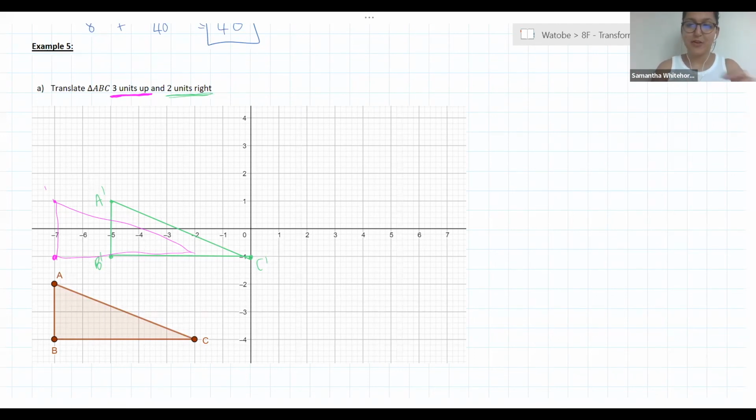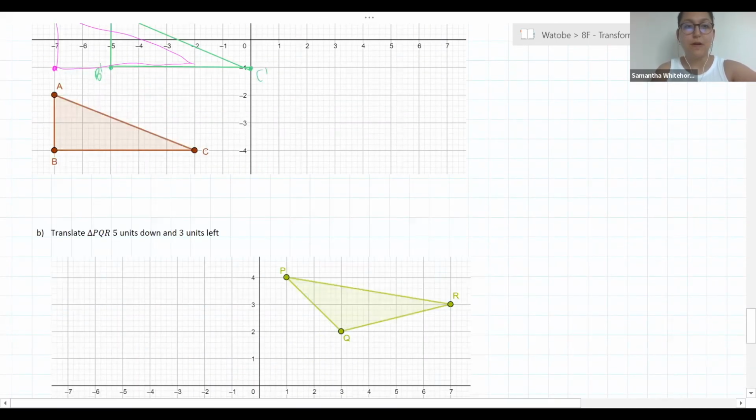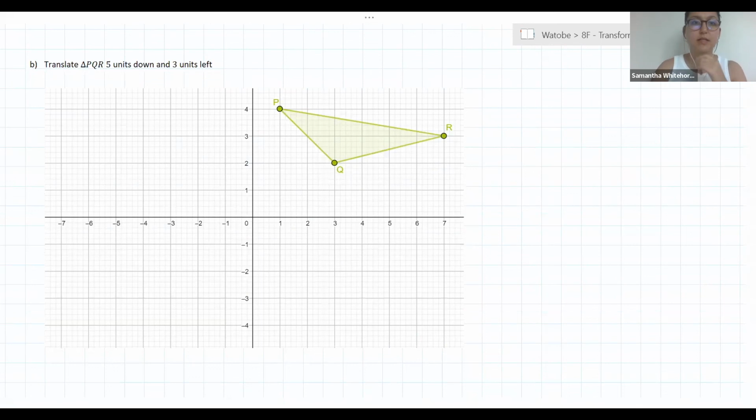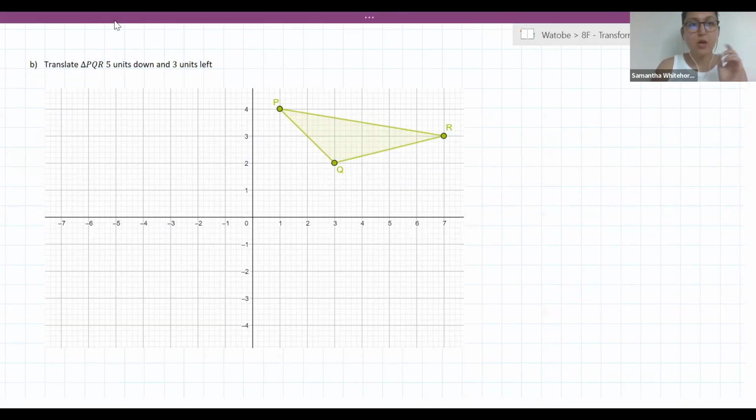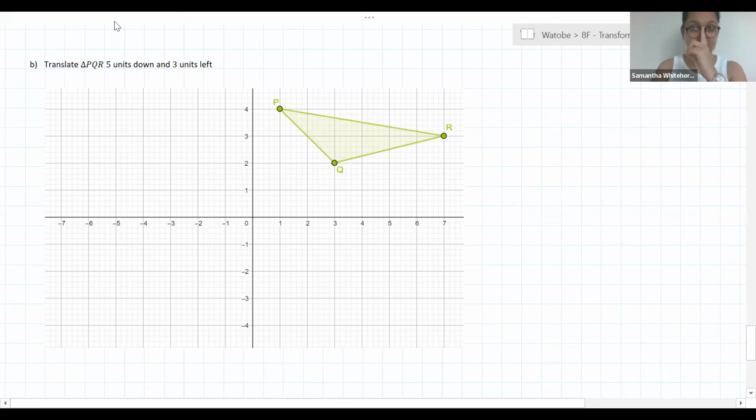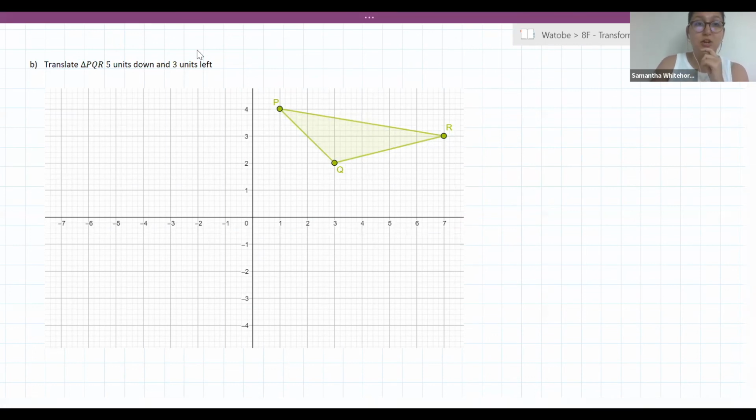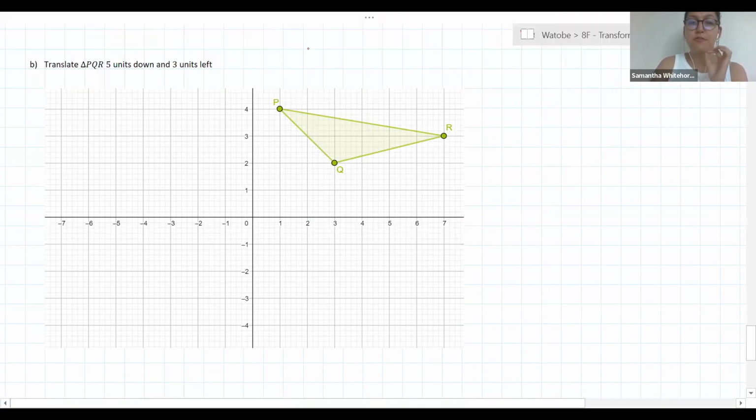Awesome. Okay, so guys, I'd like to do one more before you all run away from me because I've been chaos tonight. We have got the triangle PQR, and I'm going to get this one right. Okay, I'm on it. I'm going to read my own instructions carefully. Translate triangle PQR 5 units down and 3 units left. Okay, so let's start with the 5 units down. Each of these points must go down 5 units.